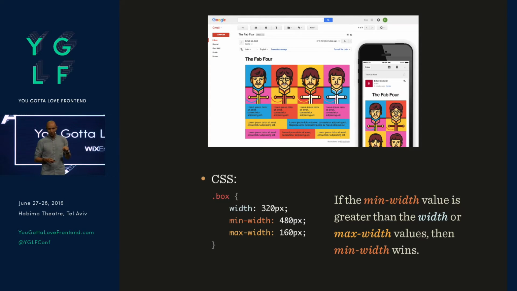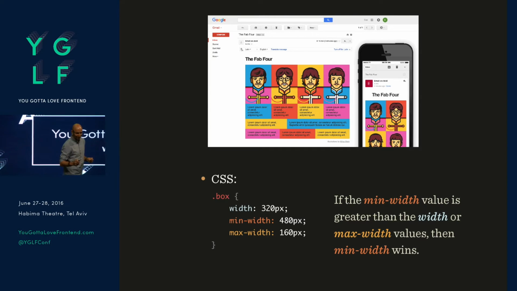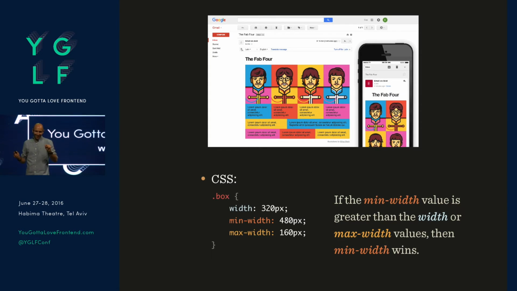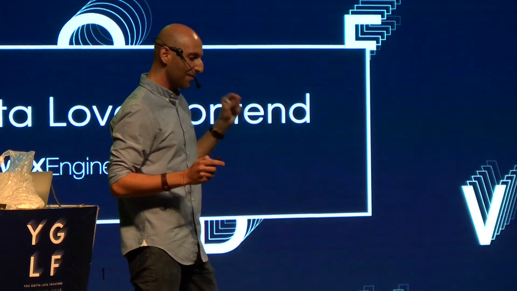Now that we understand, right? In general, I mean, not in this specific case, but in general. So if the width is bigger than max width, then max width wins, because we're kind of limiting the width, right? However, if the min width value is greater than the width or max width, then min width wins. You have to read it again. If the min width value is greater than the width or max width, then min width wins. You will find out in a second why it makes sense.